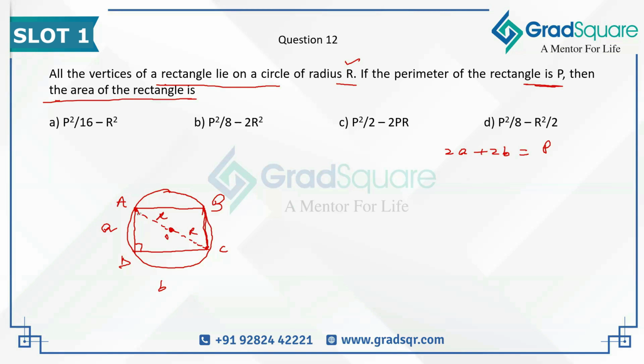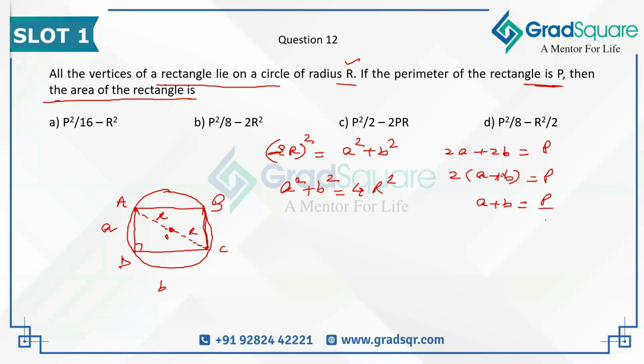We also know that if angle ADC is a 90 degree angle, then (2R) whole square, which is your hypotenuse square, should be equal to A square plus B square. So now we have the value of A square plus B square, which is equal to 4R square. And we have the value of 2 times (A plus B) equal to P. So A plus B is turning out to be equal to P by 2. This is the value that we have.